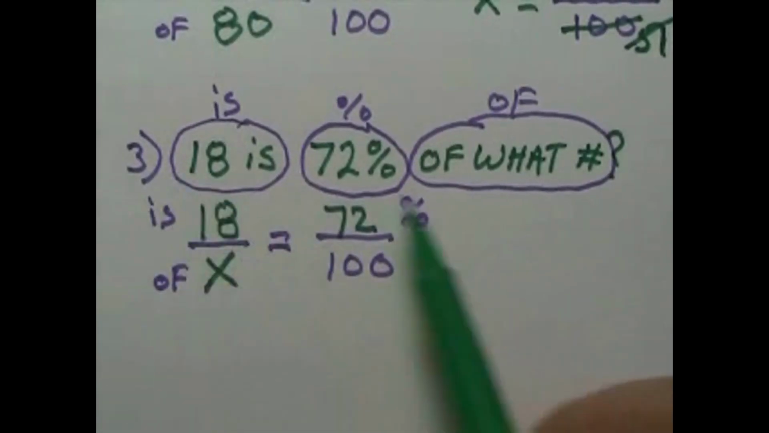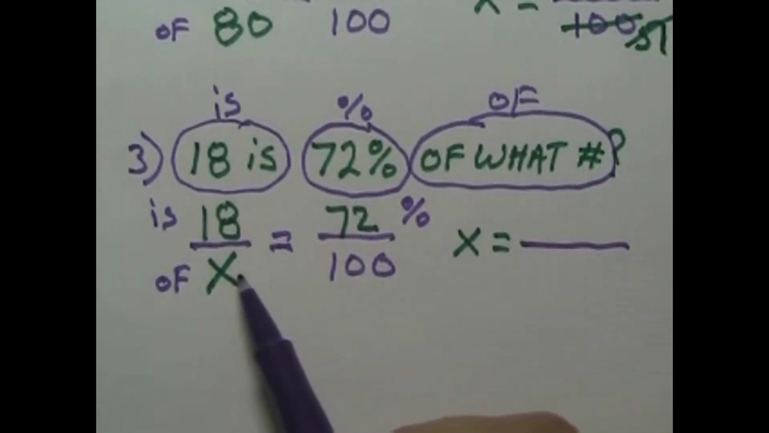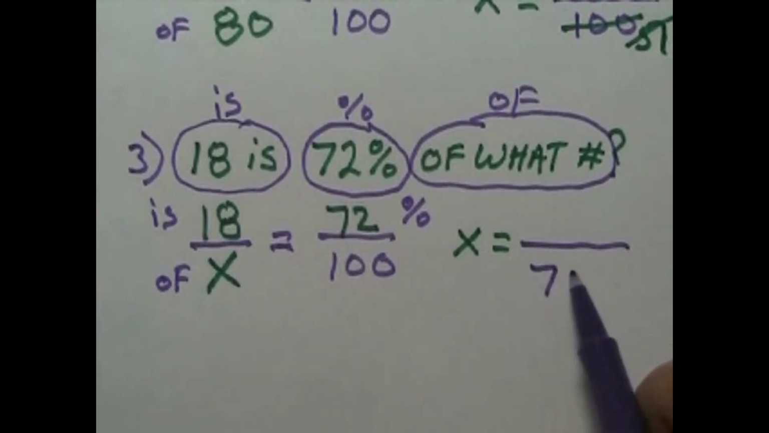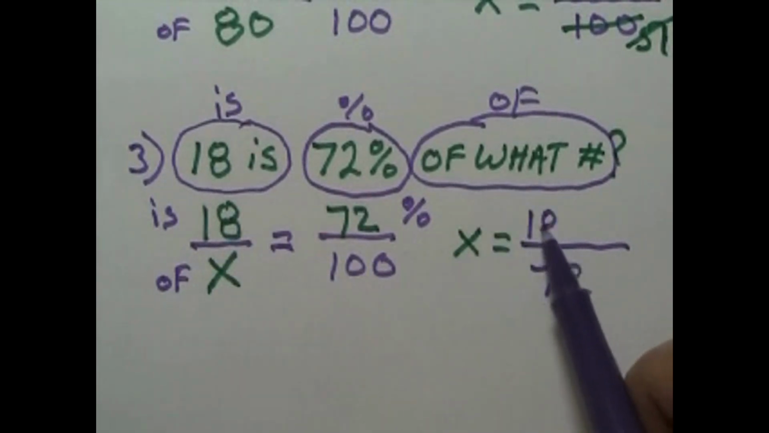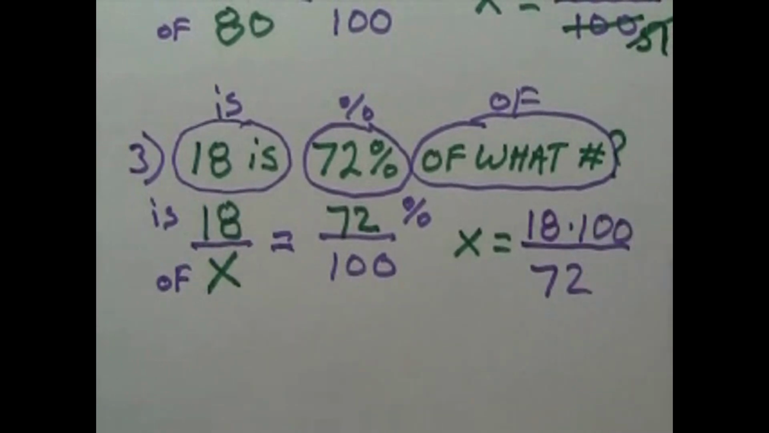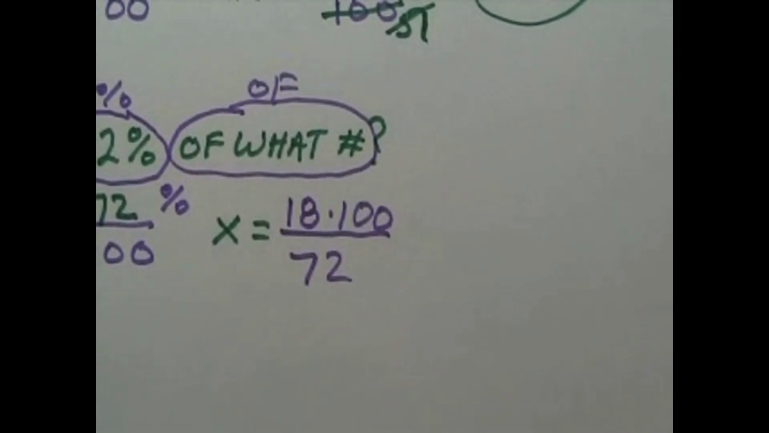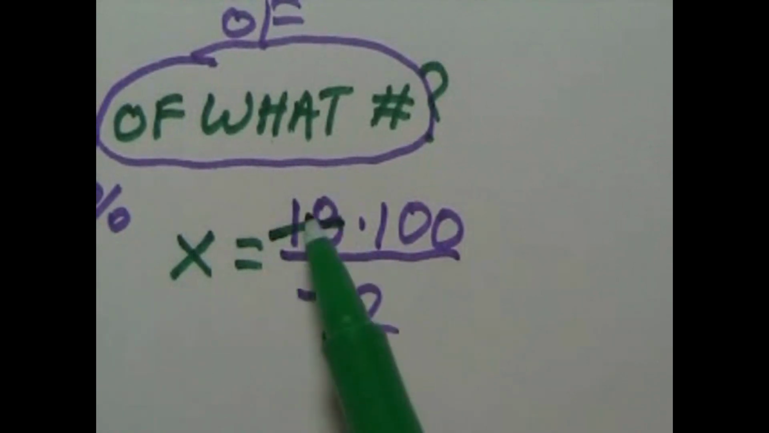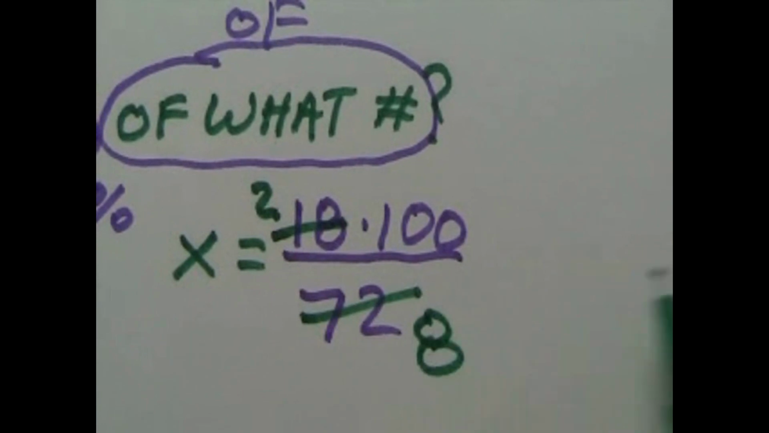Okay, our last problem, number 3. Set this up. Let's see. I want to find the of number. So diagonal of that, 72, that goes on the bottom. The other pair, that goes on top, 18 and 100. And now I simply reduce. Now I know that 9 goes into 18 and 72. 9 goes into 18 twice, and 9 goes into 72 8.